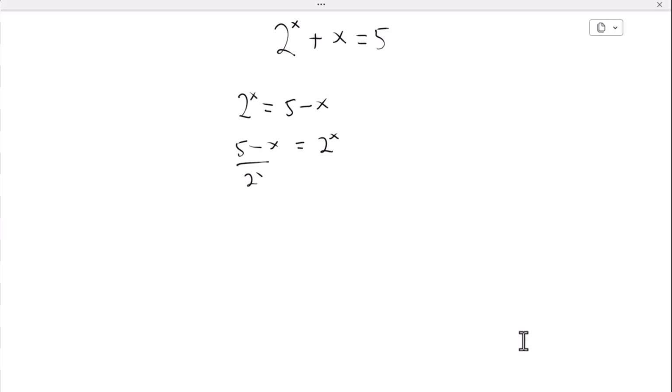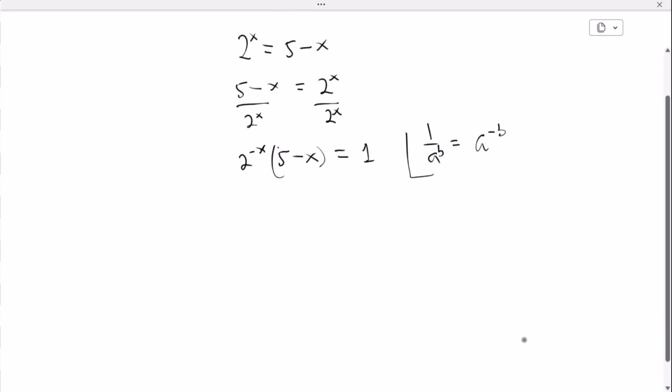Divide both sides by 2 to the power x. I'm going to have 2 to the power negative x multiplying 5 minus x to be equal to 1. Now the identity we use over here is when you have 1 over a to the power b, that can be rewritten as a to the power negative b. That's what we use over here.